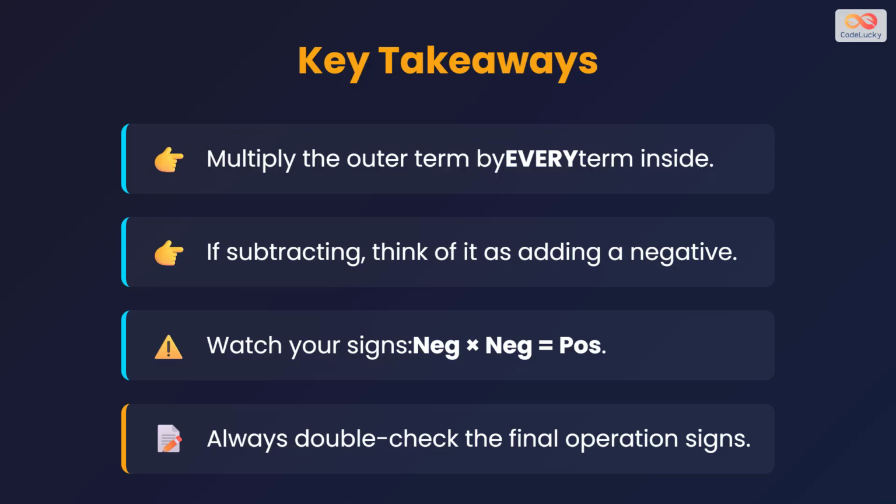To wrap up, remember these 3 points. 1. Always multiply the outer term by every single term inside the parentheses. 2. Treat subtraction like adding a negative number. And 3. Watch your signs carefully, especially negative times negative, which equals a positive.